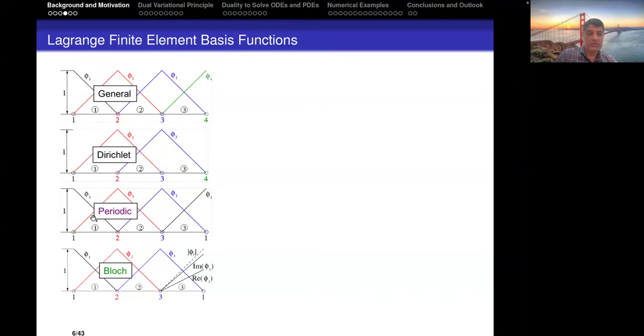You can also do periodic boundary conditions where you can wrap around the basis functions by changing the connectivity, essentially, on the end. Or you can also do Bloch boundary conditions, which we have done in quantum mechanics, for example, where there's a phase shift between the left and the right. And so that's what is done in 1 dimension.